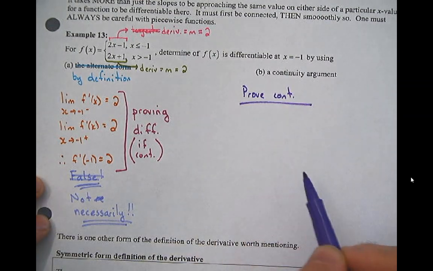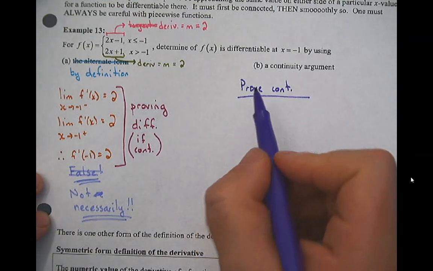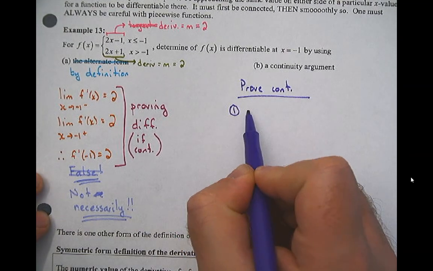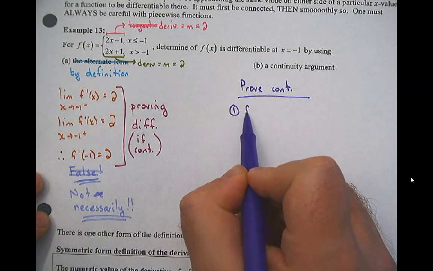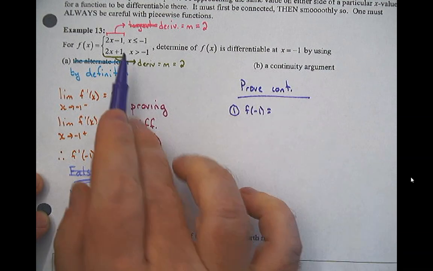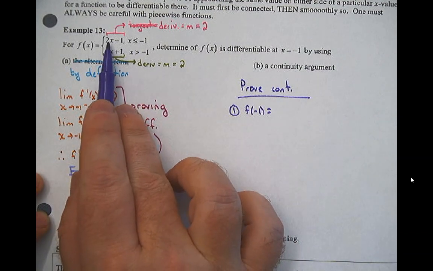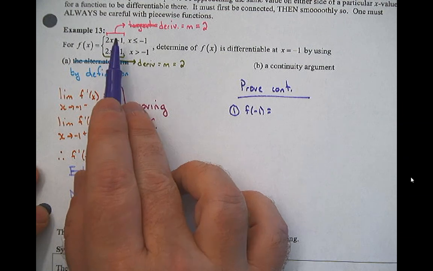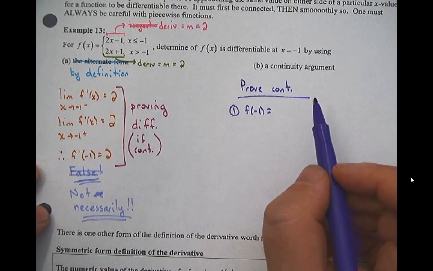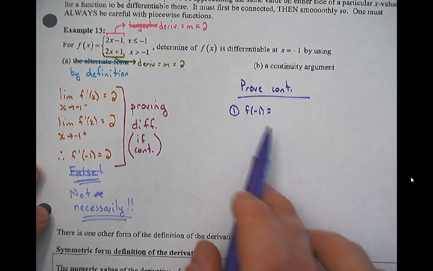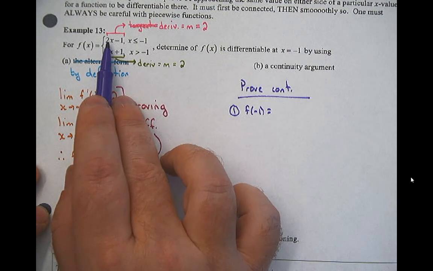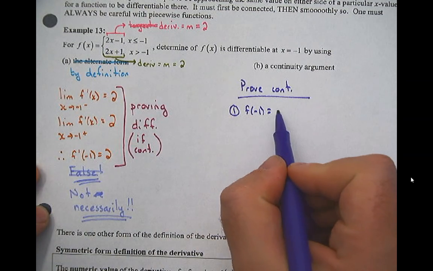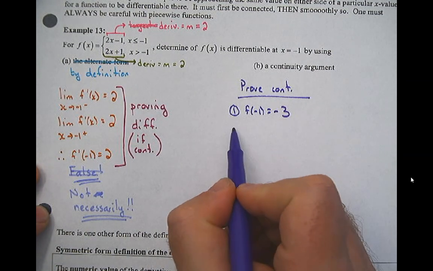What are the 3 things we have to prove with continuity? Number 1, that the point exists. So f of negative 1 equals, I can plug it in here. 2 times negative 1 is negative 2, minus another 1 is negative 3. That's better.